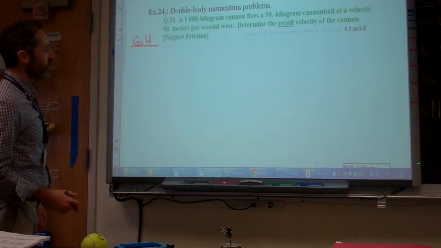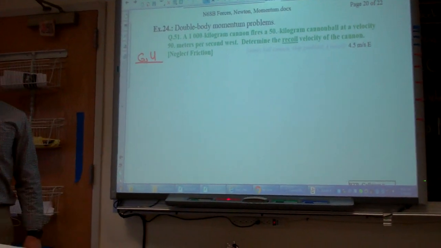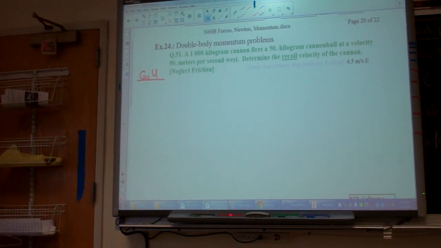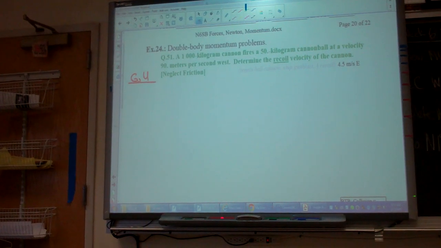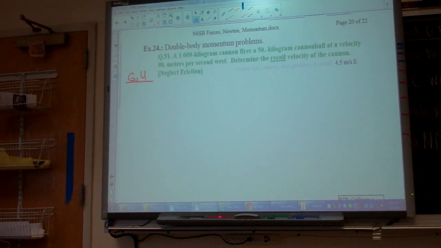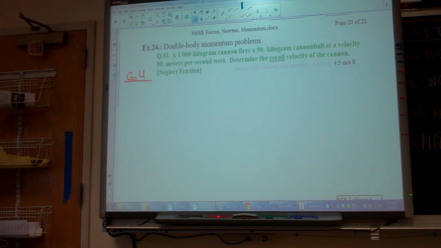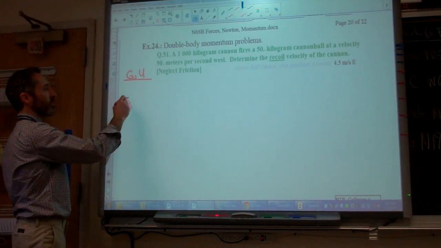Alright, givens with units. Here we go. We have a cannon firing a cannonball. There is a way to approach these problems. We just did the cannon and the ball yesterday, and the cannonball problem is actually what we call a conservation of momentum problem. The givens kind of give it away.